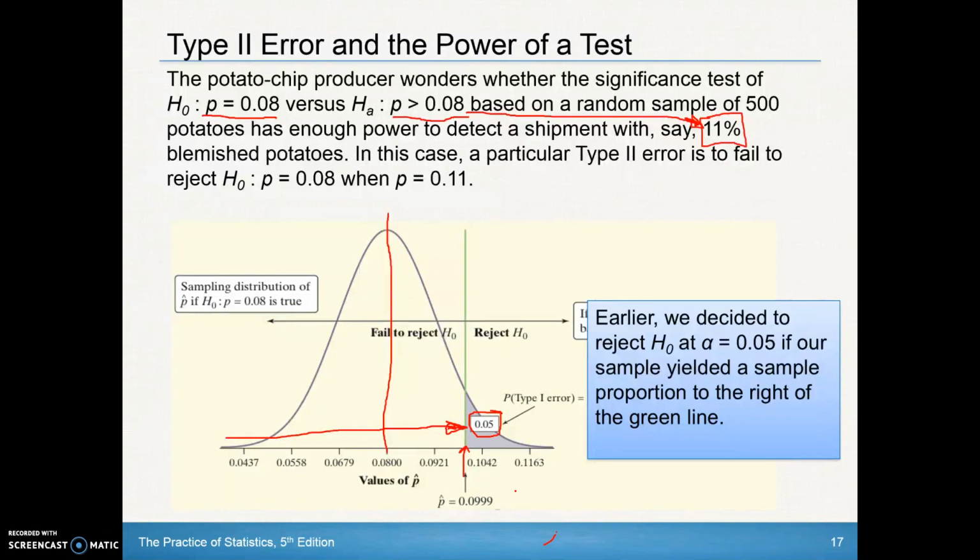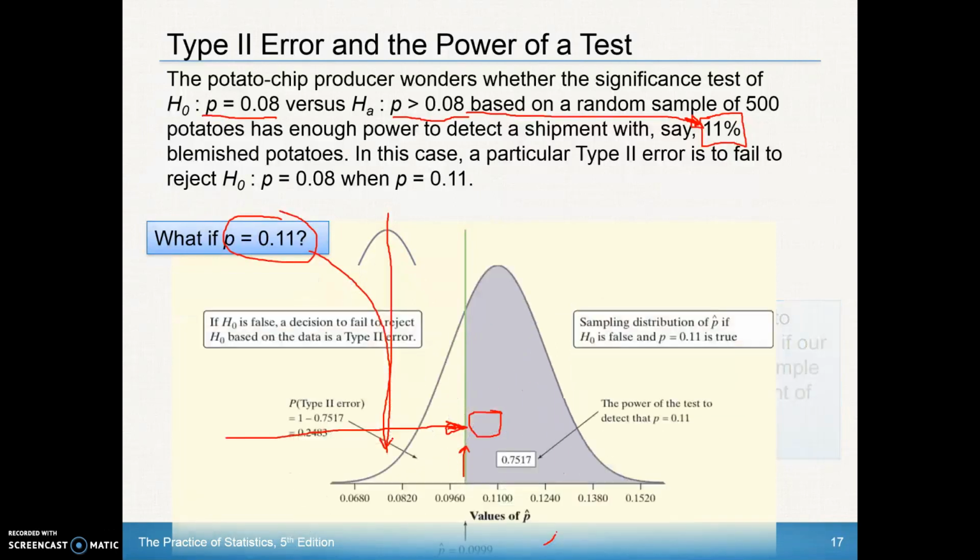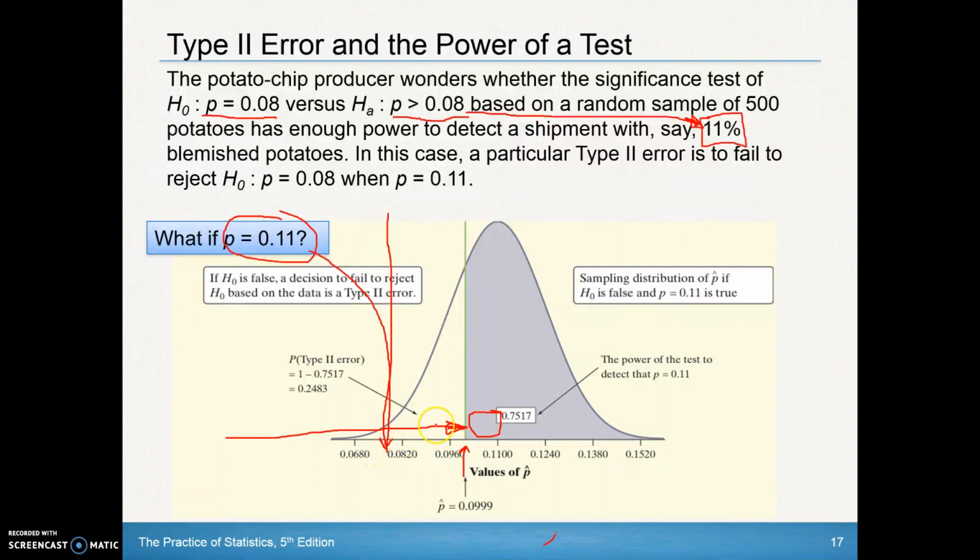But what if the true population proportion is 0.11? What if it was 0.11 and not 0.08 as was stated? Well, let's look at a whole other situation. We've got to do a whole other graph based on the new evidence that we've got. So we make a new graph with a mean of 0.11. Sorry for the sloppiness of that. Then we look at that p hat that was calculated and see where it falls on the new graph, and it falls about right there.